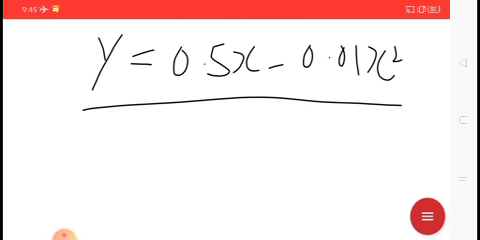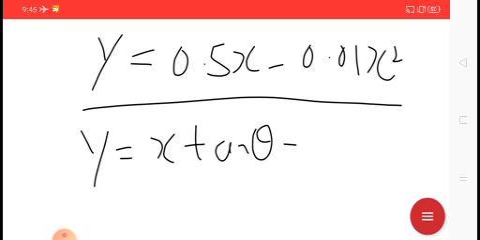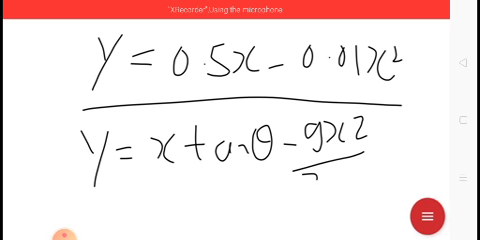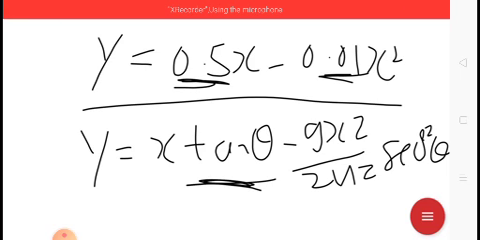So now you compare to the original general one: y equals x tangent theta minus g x squared over 2u squared secant squared theta. Now you can compare the term in x to the term in x, and the term in x squared to the term in x squared. So now we can extract something out. From here, you know tangent theta is equal to 0.5. And you know 0.01 is equal to g over 2u squared multiplied by secant squared theta. So now you have two things that you can use to find the values that you want.